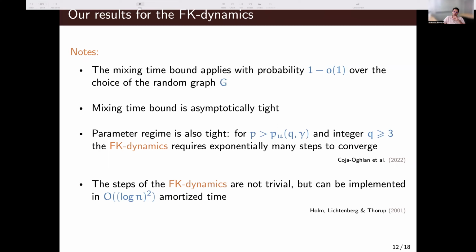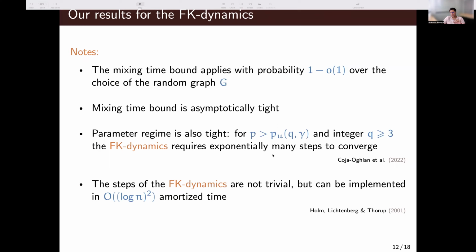It was recently shown that when p is above this uniqueness threshold, the mixing time of the FK dynamics becomes exponential. It requires exponentially many steps to converge. So we also prove the mixing time bound for an optimal range of parameters.